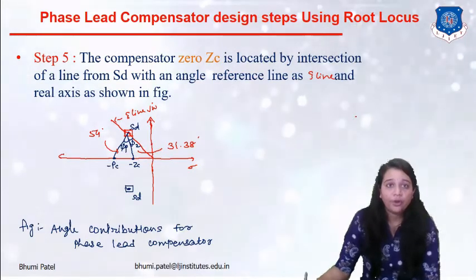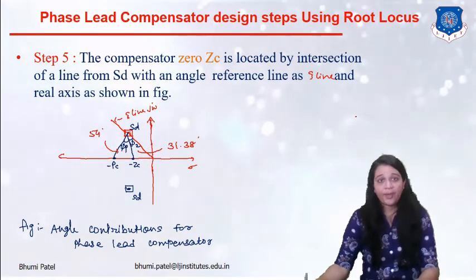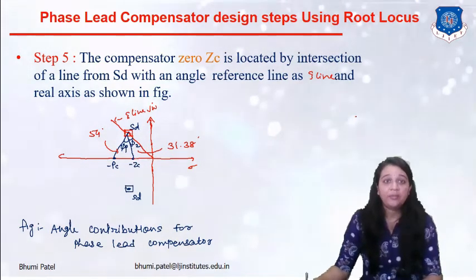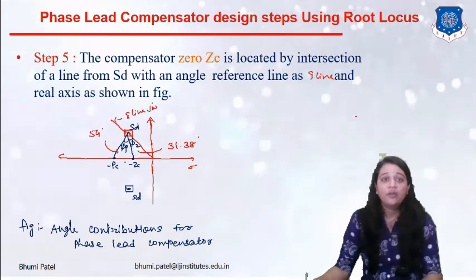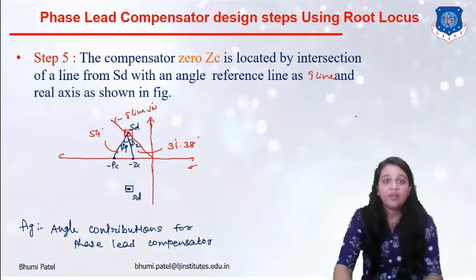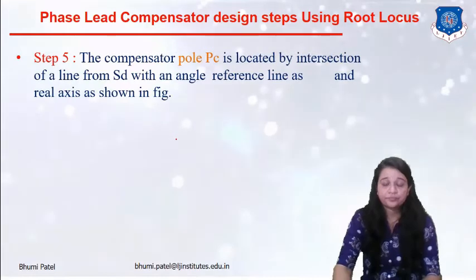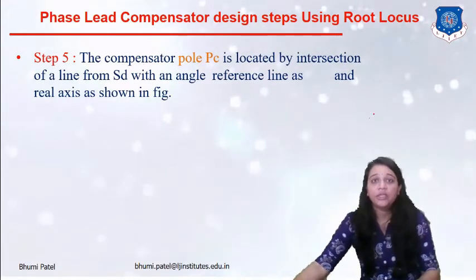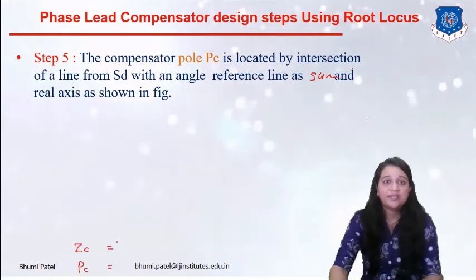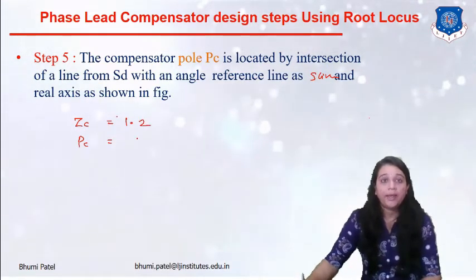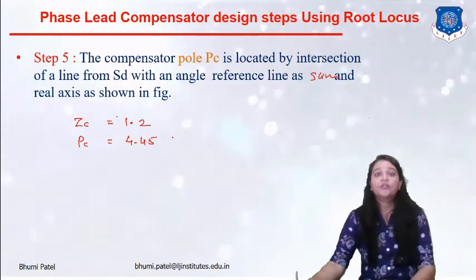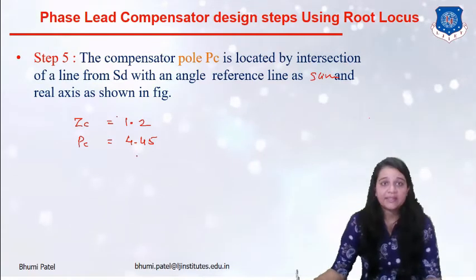So we have to draw a line from SD at an angle of 31.38 degrees, mid to the real axis, so we can get the value of ZC and PC. Whenever we draw the line with respect to the zeta line, we can get the value of ZC is 1.2 and PC is equal to 4.45.